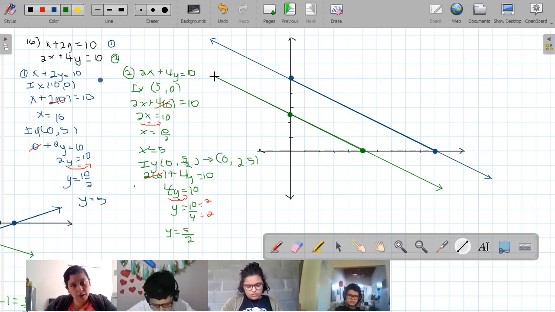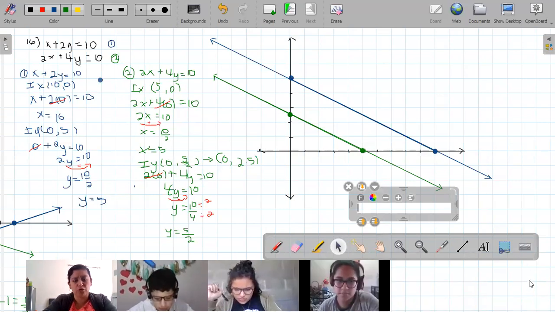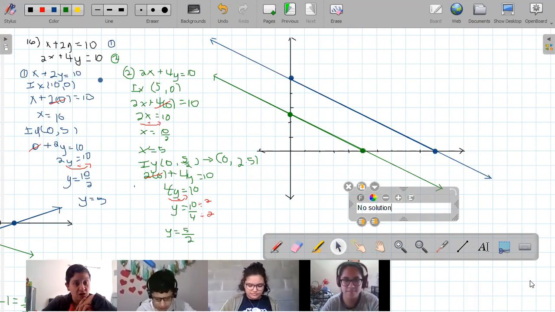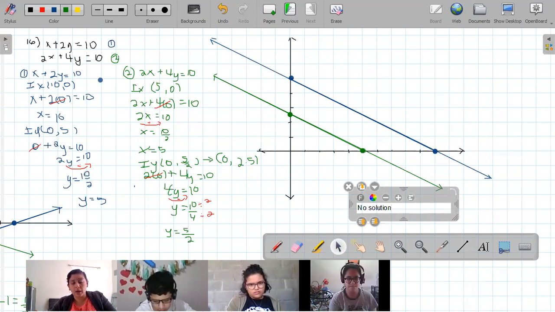And how many solutions do I have, guys? No solution. Why, Natalie? Because there's no point that they intersect. Why? What type of lines are they? Parallel. They're parallel lines, so we got no solution. Okay, and that's the second type of solution that we have. Any questions? No questions?